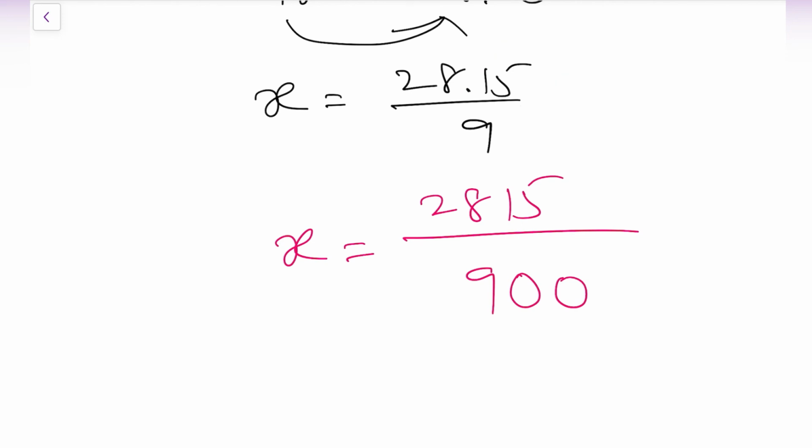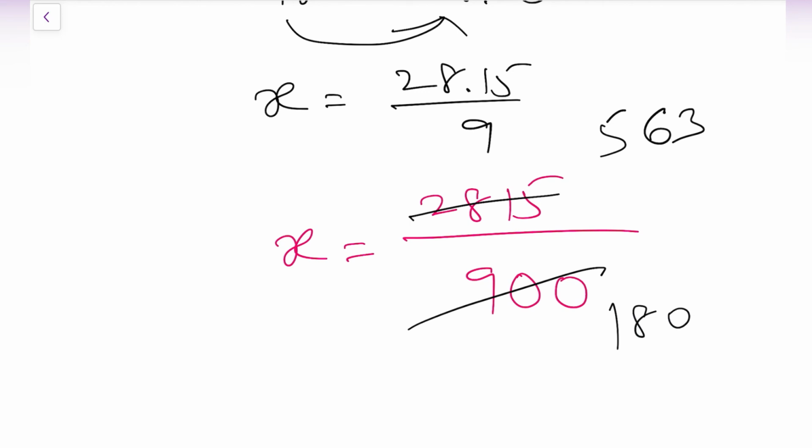So 2815 divided by 900. If any simplification is possible, we compulsorily need to do that simplification also. 5 5s are 25, 3 remains; 5 6s are 30; 5 3s are 15; 5 180s is 900. This is the final answer: 563 divided by 180. This is the p by q form of 3.127 bar.